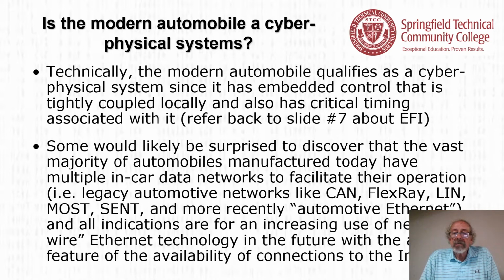Some would likely be surprised to discover that the vast majority of automobiles manufactured today have multiple in-car data networks to facilitate their operation. That is, there are legacy automotive networks like CAN, Control Area Network, FlexRay, LIN, MOST, CENT, and more recently, Automotive Ethernet. And all indications are for an increasing use of new two-wire Ethernet technology in the future, with the added feature of the availability of connections to the internet. That was started by Elon Musk with the Teslas.